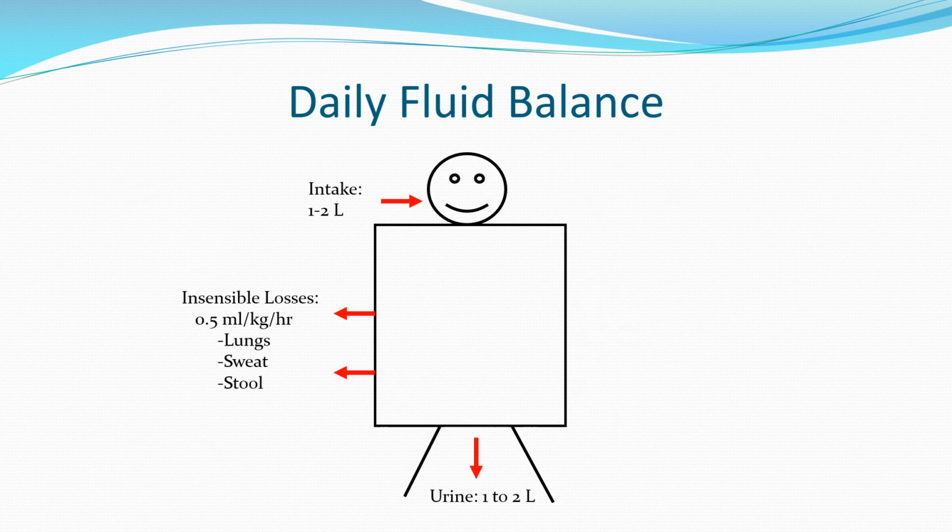In terms of our daily fluid balance, we will usually drink about 1 to 2 liters of fluid a day and lose about 0.5 mL per kilo per hour in insensible losses of water from respirations, sweat, and stool. The remainder of the fluid we ingest is excreted by the kidneys in the form of urine. This gets back to the example I gave at the beginning of this talk.